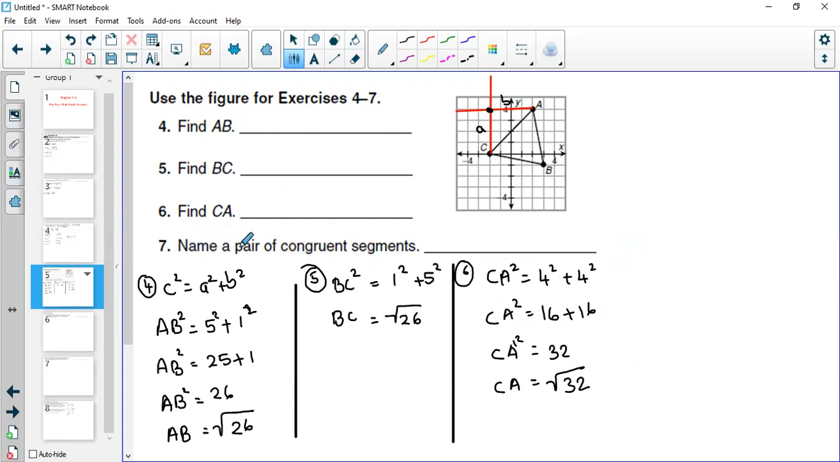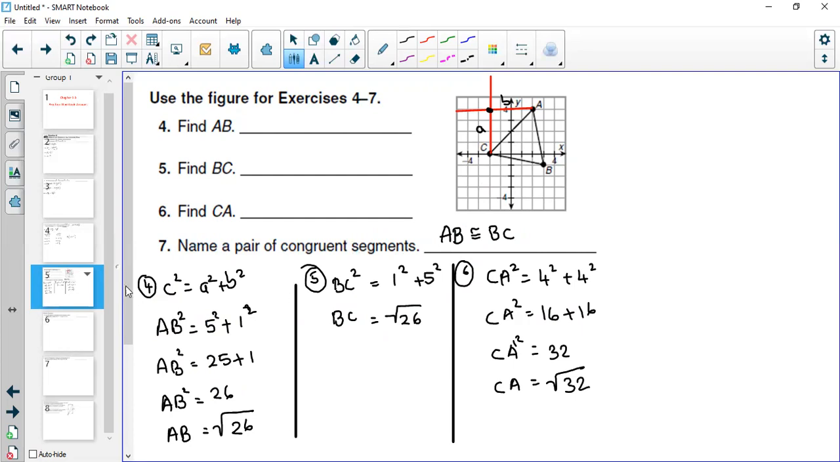Now question number 7, name a pair of congruent segments. So which of these pairs have the same distances among them? It is AB and BC. So you could say AB is congruent to BC.